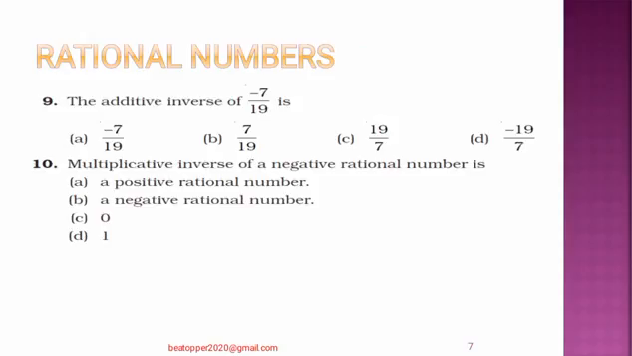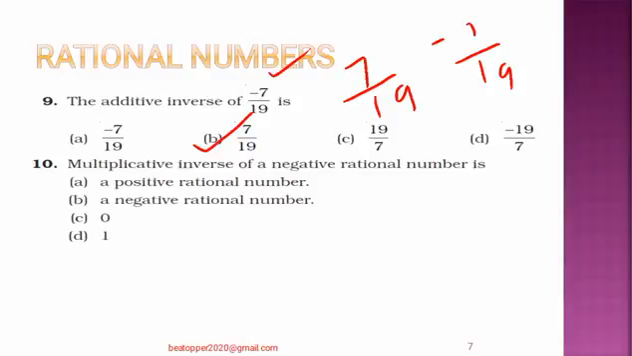Next question, the additive inverse of minus 7 by 19. What is meant by additive inverse? It is nothing but simply changing the sign of the number. If 7 by 19 is the number, then the additive inverse is minus 7 by 19. Here the number is minus 7 by 19, so the additive inverse will be positive 7 by 19. So this is the answer. 10th question, the multiplicative inverse of a negative rational number is.